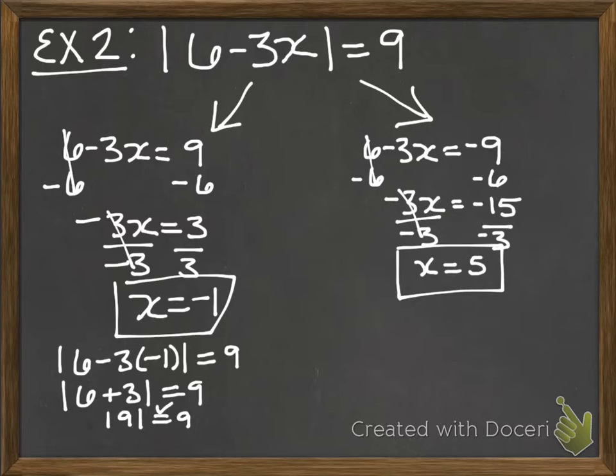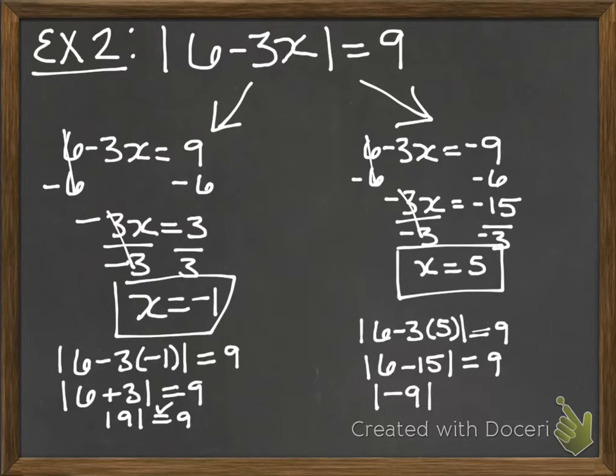My other solution was x equals 5, so same thing, 6 minus 3 times 5. We want to see if that also equals 9. So that's going to be the absolute value of 6 minus 3 times 5, which is minus 15. And we want to see if that also equals 9. And here we go. We've got the absolute value of negative 9 equals 9, which again we know is true.